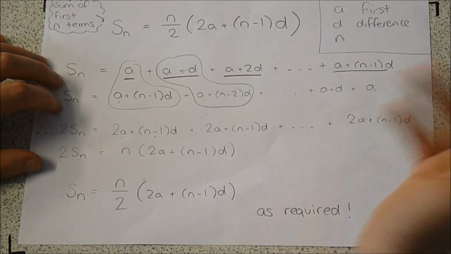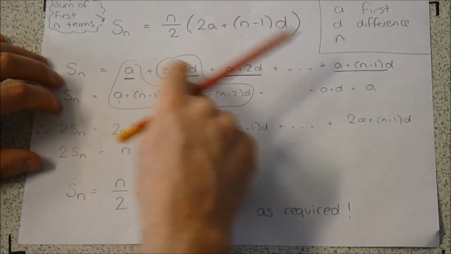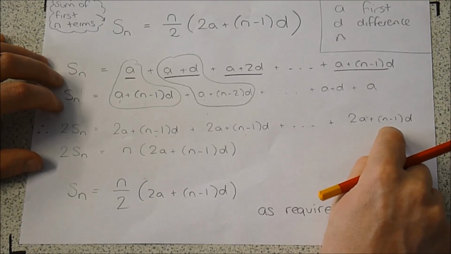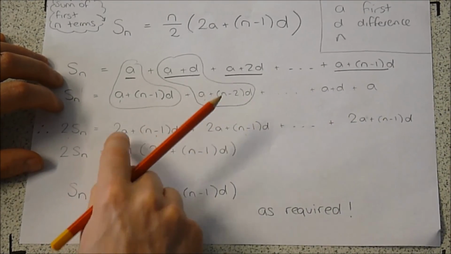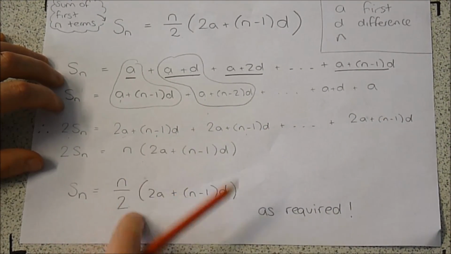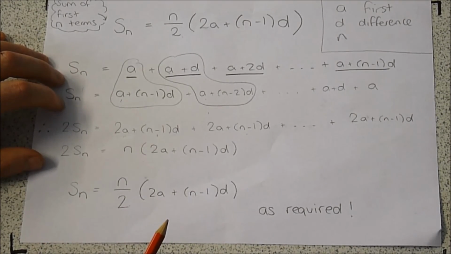lots of times. But how many times? Well, if there are n terms, we get this n times. So let's just say it's n lots of that, and then divide by 2. And that gets us what we want.